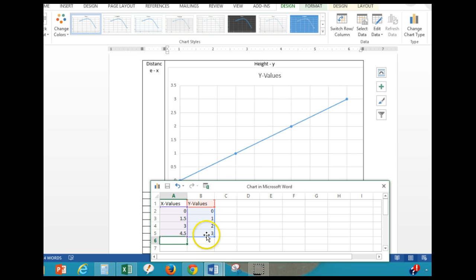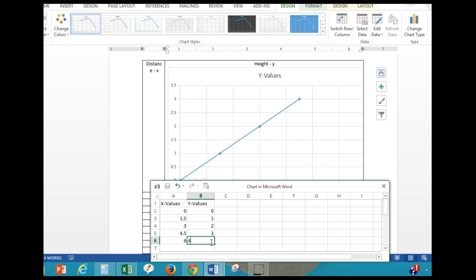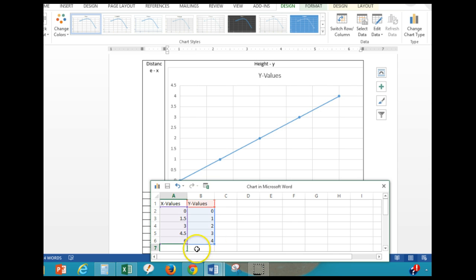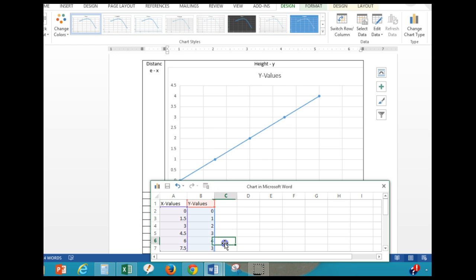These are my data points that I had, right? Then I got to a distance of 6 inches with a height of 4, and then 7.5 and a height of 3 again, and you can see my curve starting to come back down. I'm going to pause this while I fill in the rest of my values.